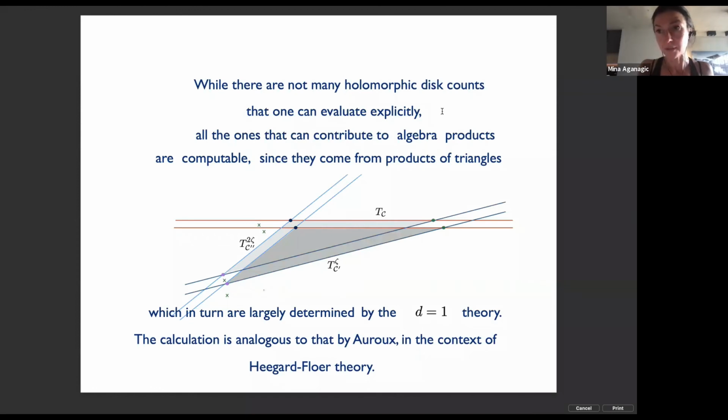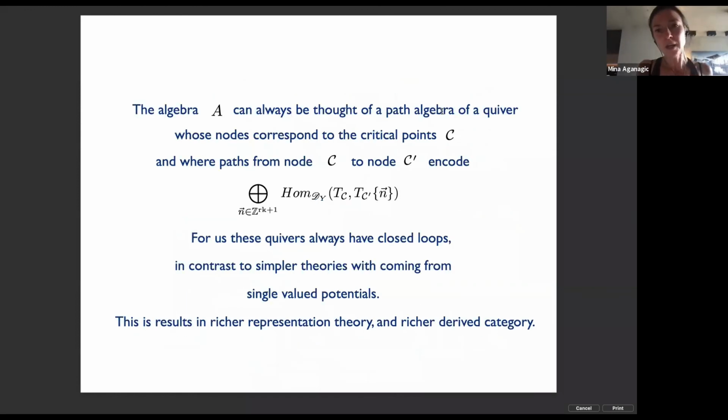So the resulting algebra can always be thought of as a path algebra of a quiver, whose nodes correspond to the critical points, where paths from one node to another encode the homs between the branes. For us, these quivers will always have closed loops, in contrast with simpler theories coming from single-valued potentials. This gives us a richer representation theory and richer derived category.